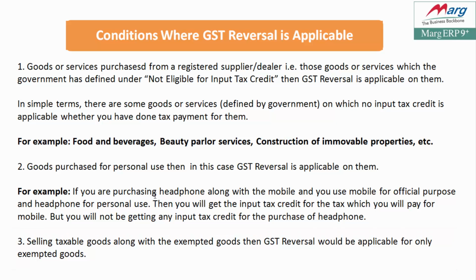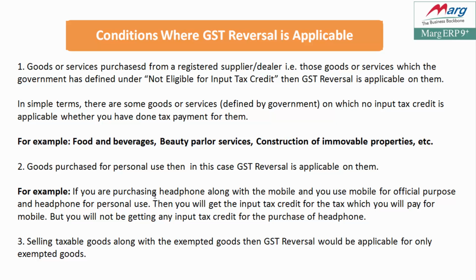In the first case, if you are purchasing goods or services from a registered supplier, that is those goods or services which the government has defined as not eligible for input tax credit, then GST reversal is applicable on them. In simple terms, there are some goods or services defined by the government on which no input tax credit is applicable, even if you have paid tax for them. For example, food and beverages, beauty parlor services, construction of immovable properties, etc.